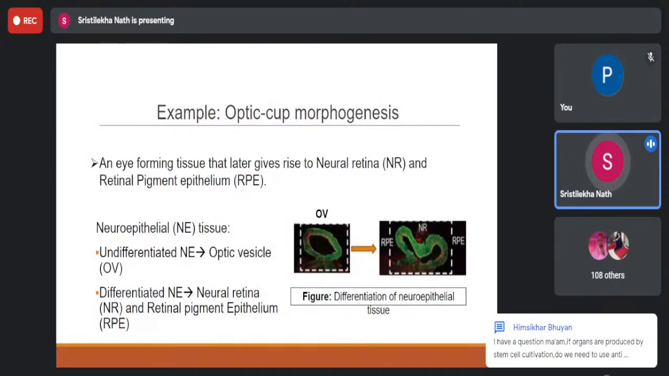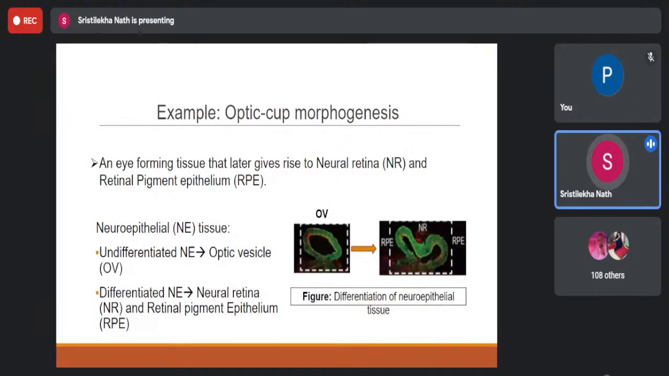I'll give you an example of optic cup morphogenesis for better understanding of the tissue mechanics that I have been talking about. So what is an optic cup actually? It is nothing but an eye-forming tissue that after differentiation gives rise to neural retina, I'll use NR, and retinal pigment epithelium, RPE. I'll be using the words NR and RPE in the later parts.